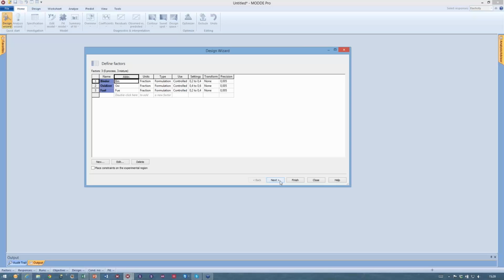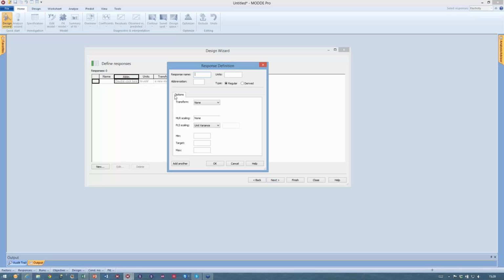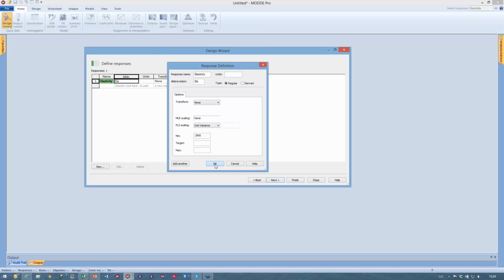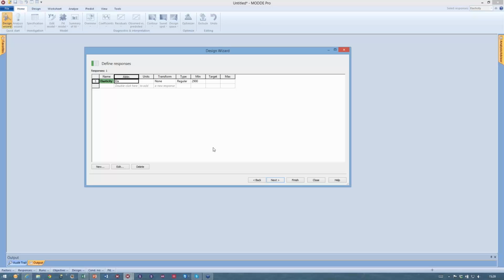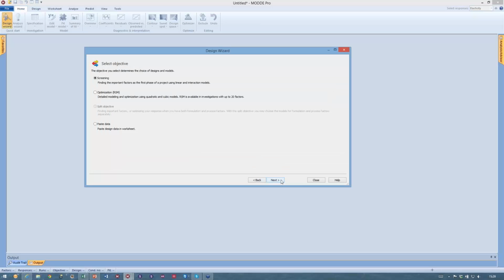We then click next to proceed to the next stage in the design wizard, and that is where you can define the one or more responses. In this case, the response is the elasticity, and the requirement is that it should exceed a minimum value of 2,900. Now we have input factors and responses, and we click next to proceed in the design wizard, and we are now at the stage where we would select the experimental objective.